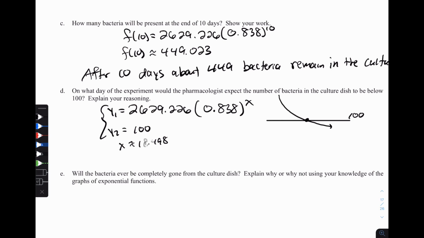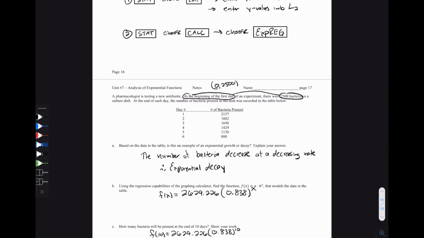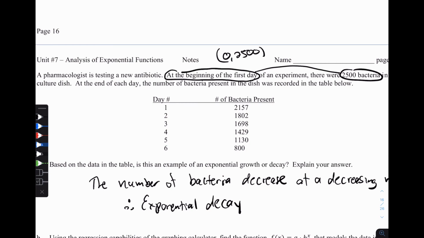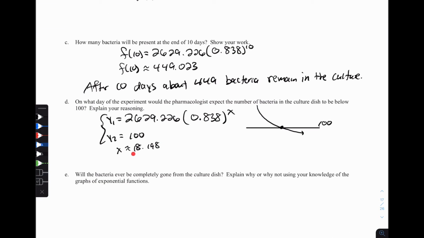Now keep in mind, let's go back to the beginning here. The entire first day, at the beginning of the first day, is at 0. So that means any fraction of the first day, like 0.98, this is the first day. This 1 is at the end of the first day. So any 1 point somethings, that's going to be in the second day, because the first day is over, now we're in the second day. So that means this here, this is during day 19.